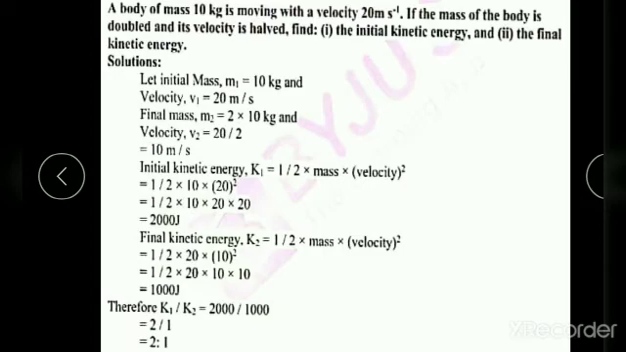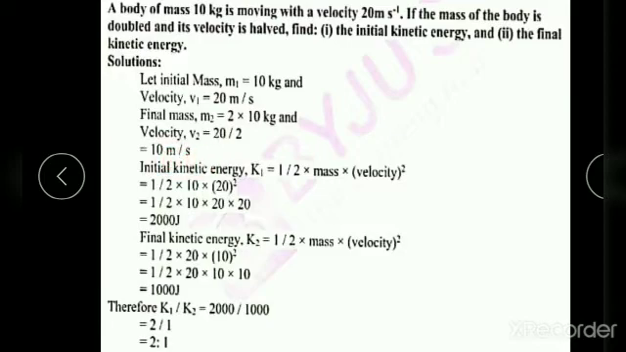The next one: a body of mass 10 kg is moving with a velocity of 20 meters per second. If the mass of the body is doubled and its velocity is halved, find the initial kinetic energy and the final kinetic energy. The initial mass is 10 kg and the velocity is 20 meters per second. The final mass m2 is double, so 2 into 10 gives you 20 kg, and the velocity is halved, so 20 divided by 2 is 10 meters per second.